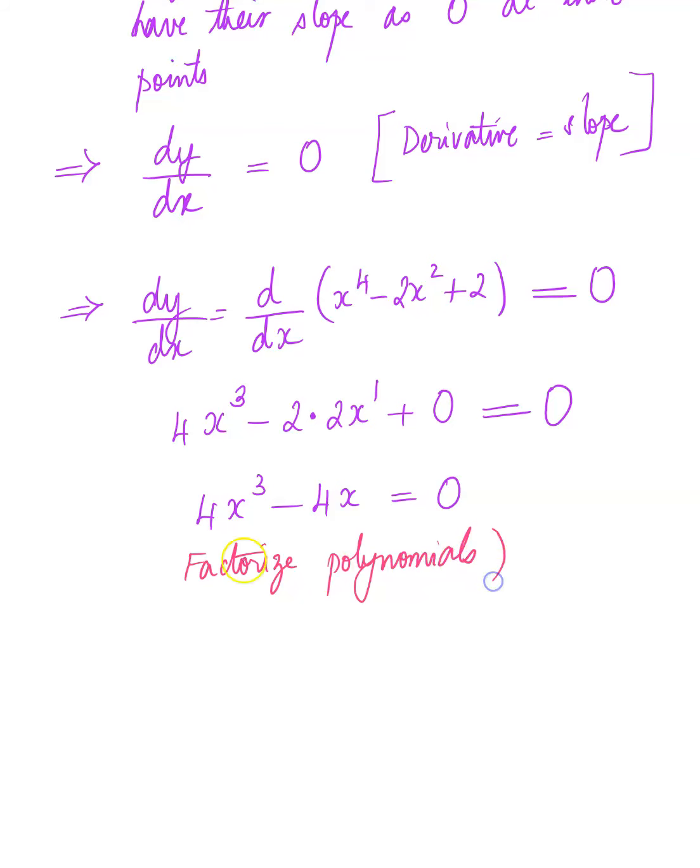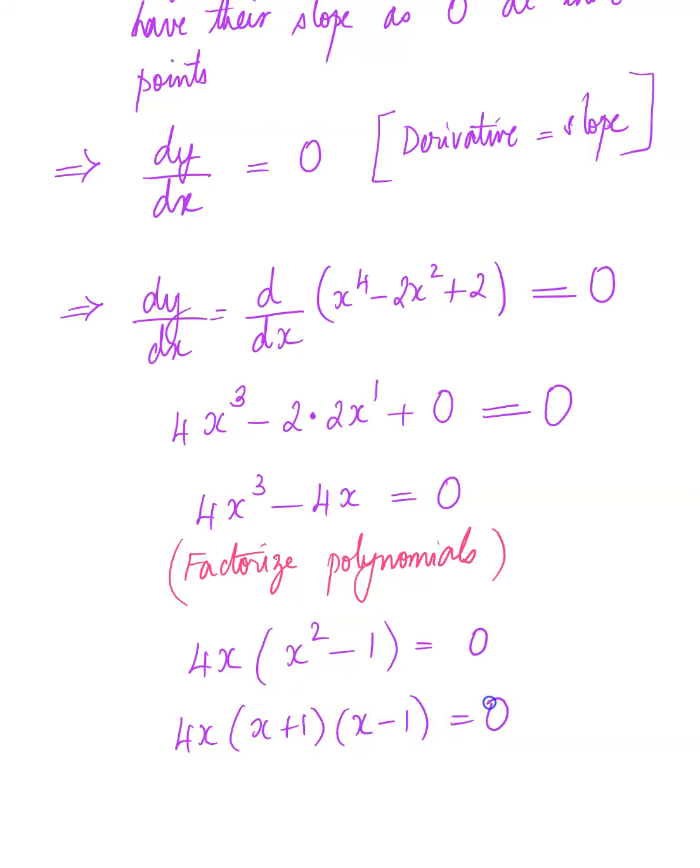That is very, very important. Otherwise, we'll lose one of the x's. We lose the power. So 4x is pulled out. We're left with x squared minus 1, which is equal to 0. Always factorize. So x squared minus 1 is difference of squares. So that's x plus 1 times x minus 1 equals 0.